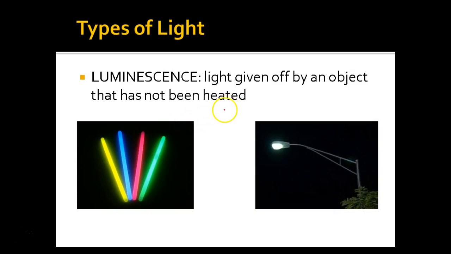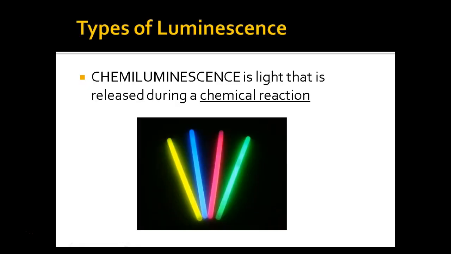The second type of light that we're going to talk about is something known as luminescence. Luminescence is light that is given off by an object that is not heated. And these we're going to learn are a lot more efficient. What does efficient mean? Efficient means it uses less energy than incandescent. There's actually a couple different types of luminescence. The first is called chemiluminescence, and this is in glow sticks. If you've seen glow sticks before, they are a form of chemiluminescence. It's basically light that's released by a chemical reaction that is not burning.